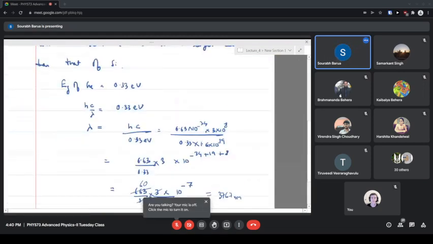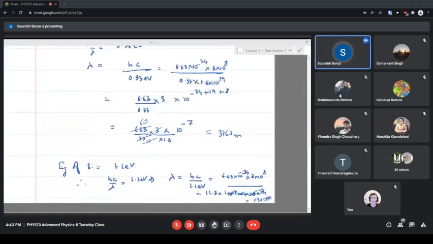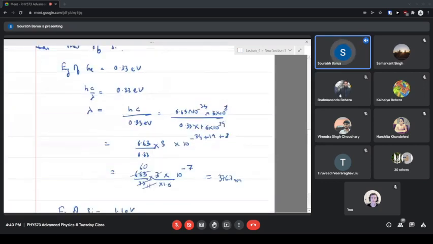So it can only absorb photons which have energy greater than the band gap. Germanium will absorb photons with energy greater than say 0.33 electron volt, and silicon will absorb greater than 1.1 electron volt. So that means, as you know, the wavelength is inversely related to the energy of photons.